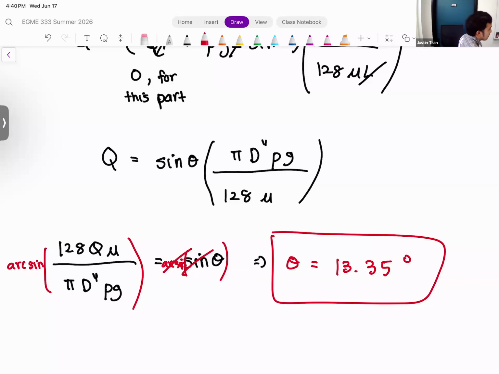So if you can leverage gravity, if you can leverage some downhill flow to help your flow rate and pressure drop, it actually saves you quite a bit of energy. So use gravity to your advantage. Okay. Any questions on the conclusion of this example here?